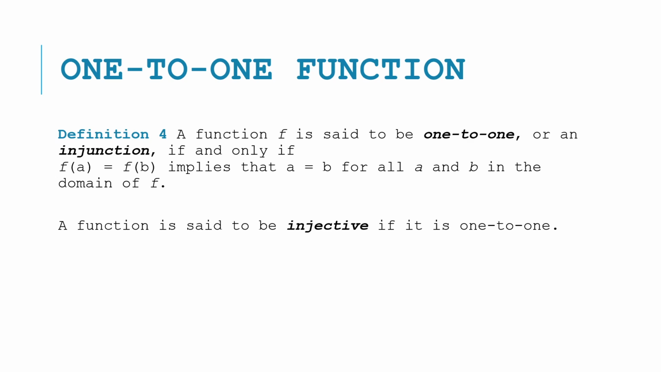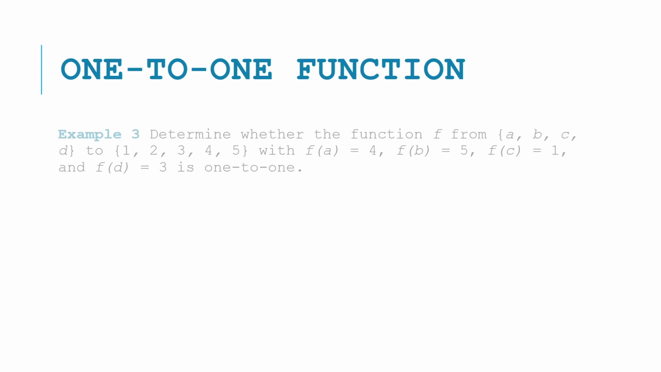Okay, so a function f is said to be one-to-one or an injection if and only if f of a is equal to f of b implies that a is equal to b for all a and b in the domain of f. The function is said to be injective if it's one-to-one.